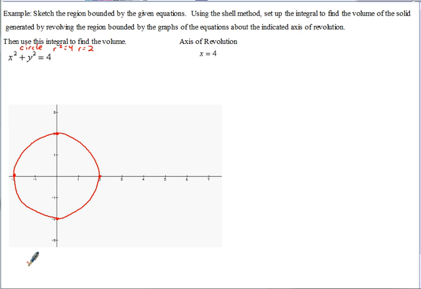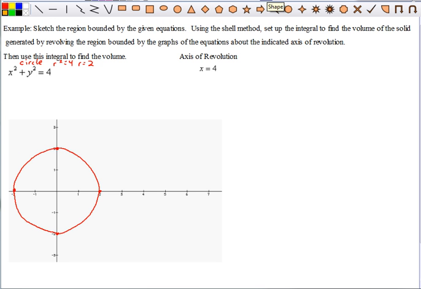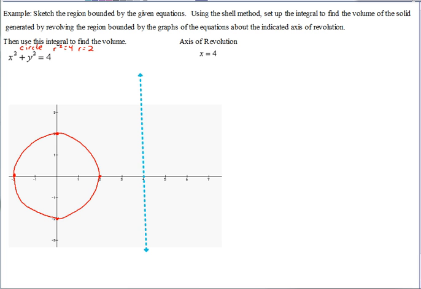Doesn't have to be perfect, mine certainly isn't. But it encloses its own region, which makes it a little different. And then our axis of revolution, x equals 4. You can just draw it as a dotted line over here, over 4. That's what we're revolving around. So you can kind of picture this one, if we take this circle and revolve it around this axis of revolution, we get a donut-like shape.